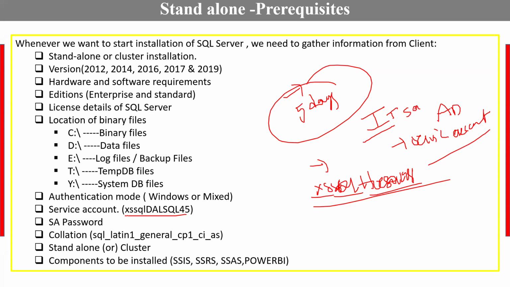XS, SQL, then the server name. HOE means Houston, DAL means Dallas, CAL means Budapest. So we have some codes. This is my server name, this is my SQL access. We don't know what the access is, they just kept it as access. So first we create a request to the IT service team to create this service account. Next day, we will receive the service account along with the password.